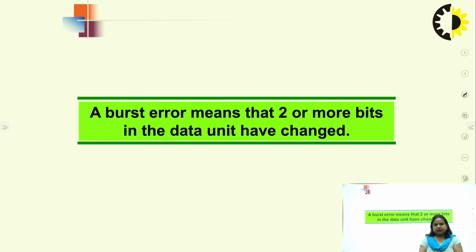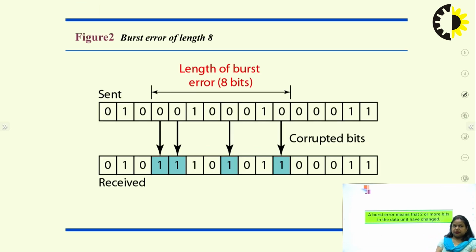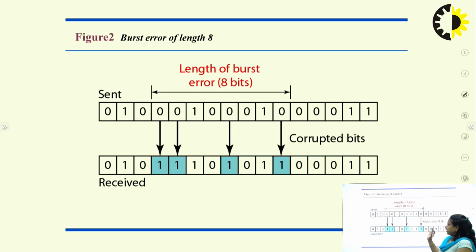The second type of error is the burst error. Burst error means there is a change in the data unit of 2 or more than 2 bits. Now you can see the example. Suppose the sender wants to send the above data, and out of that, in the range of 8 bits or 1 byte of data, the length of the burst error covers n number of bits. Like in this example, 4 bits have been corrupted. They have been changed from 0 to 1 and vice versa at the receiver's end. This example is called burst error.